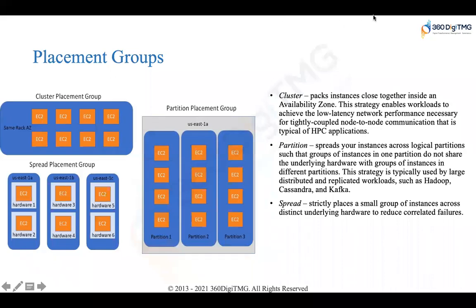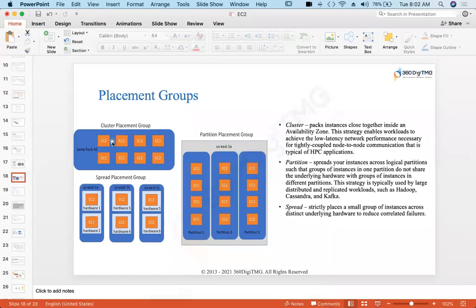Clear? Any doubts? Placement groups. If you want to test the cluster placement group, you cannot see any difference, because all of them will be launched in one availability zone. Partition also you cannot see any difference. Why? Because they will be in the same availability zone. Spread you can see. Suppose you are launching 6 instances at a time using spread placement group, then you can see some will be using 1A, some will be using 1B. So you can see the difference when you launch instances under this placement group.